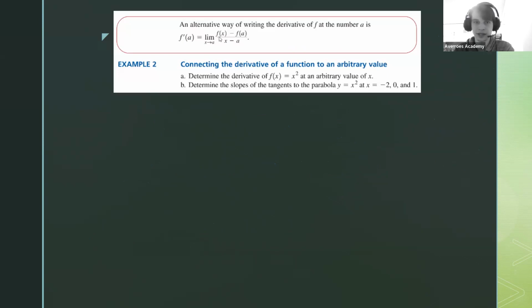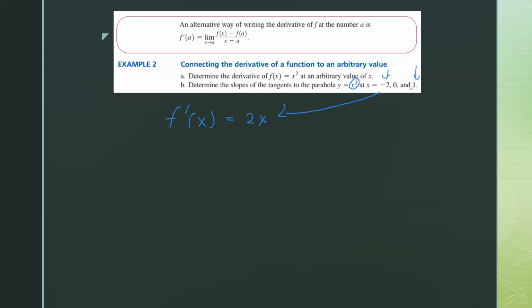Here, this example, again, it repeats itself. Can you see it? This is an alternative way, same stuff. And we're determining it at an arbitrary point, for some a. And then we substitute the final derivative. Do you remember the derivative for f of x equals x squared? 2x. Exactly. So you would just substitute x for one of these values, you see, minus 2, 0, 1. Oh, so it's going to be negative 4, 0, and 2. Yes. And imagine, if you know the process of how to find the derivative, you don't need to calculate the limits every time. You're just going in and substituting the values for the points that you're interested in.